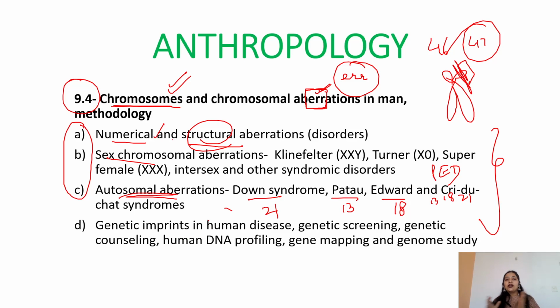Genetic imprinting is totally another topic for which I will be taking a separate class, right? So please stay tuned. In the next lecture, I will be explaining the errors, these syndromes, Down, Patau, Edward, and how exactly things take place.